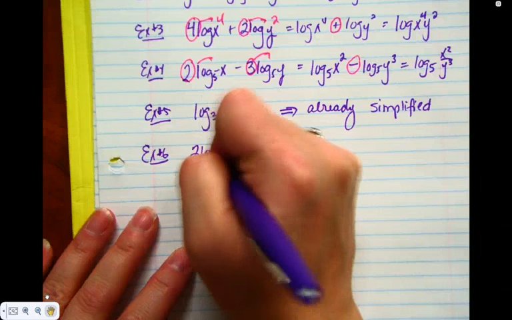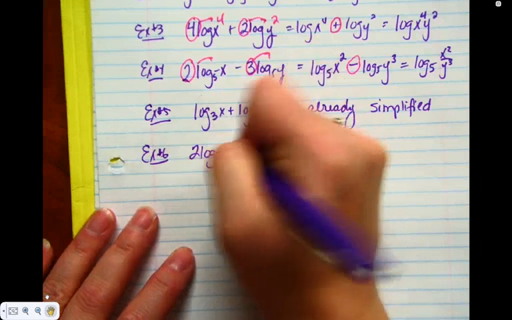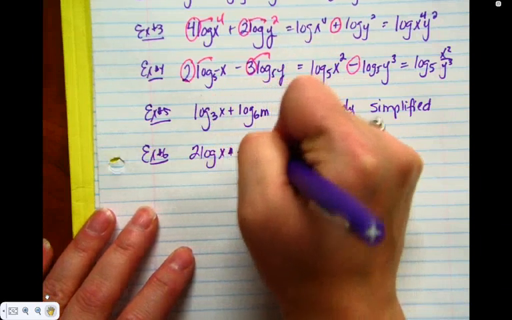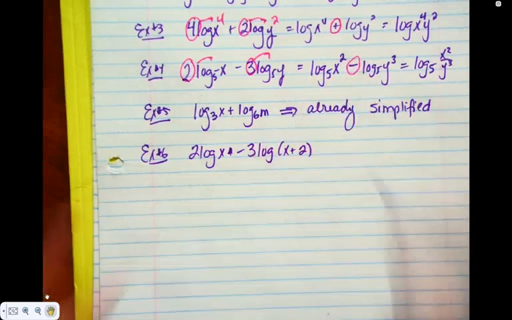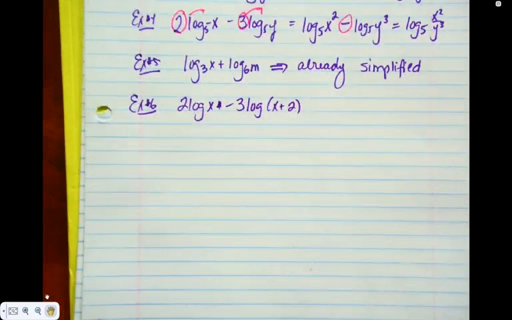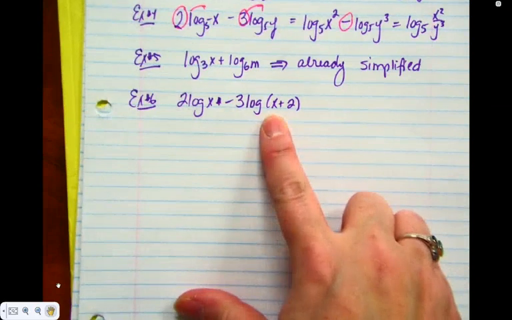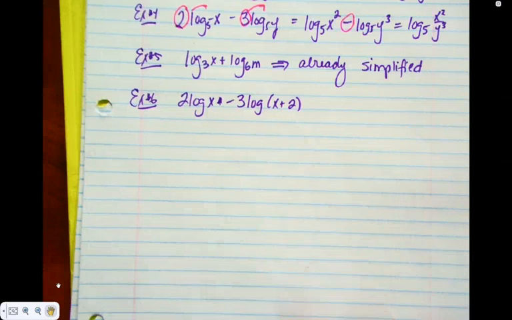Number 6, 2 log x minus 3 log of x plus 2. What's different in example 6 from example 1, 2, 3, 4, 5? Yeah, it's got this binomial here. Don't let that freak you out. It doesn't matter. It's still just a value. Steps are going to be the same.